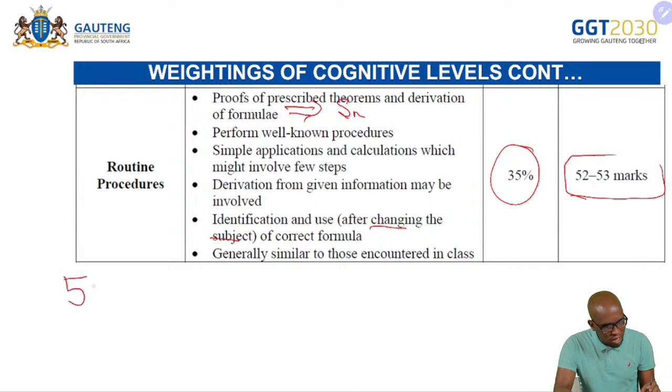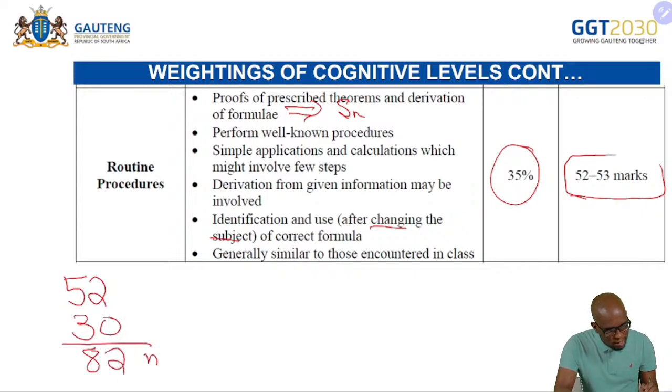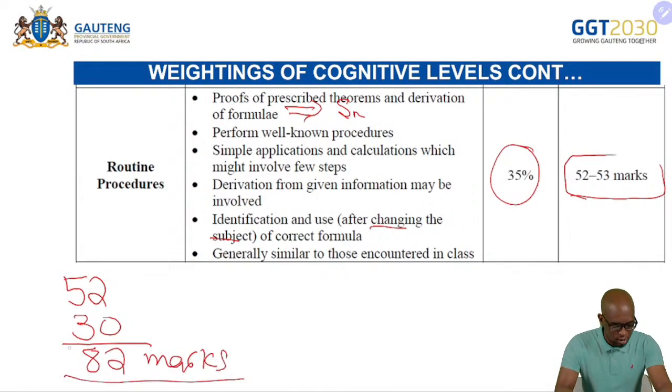If you check between 52 and 53 marks together with the 30 marks from knowledge questions, this forms approximately 82 marks. This 82 marks is only for knowledge and routine procedures. These are questions that are considered to be generally simpler.